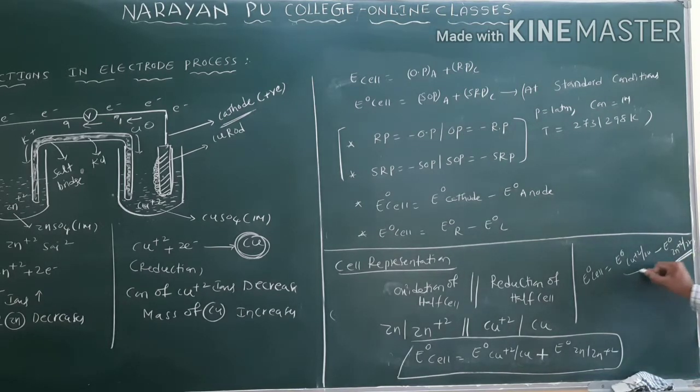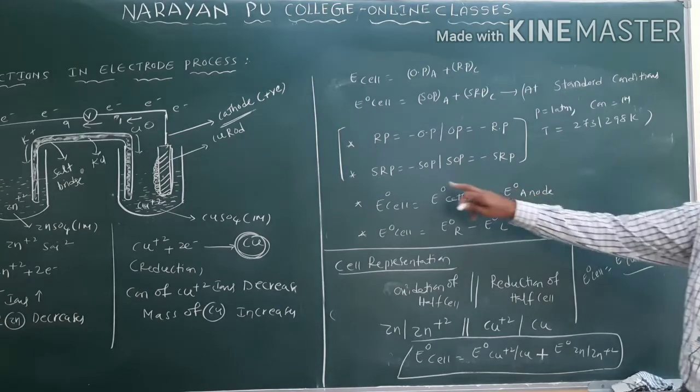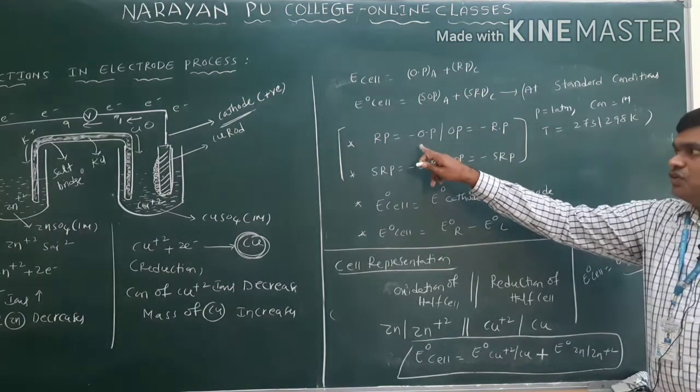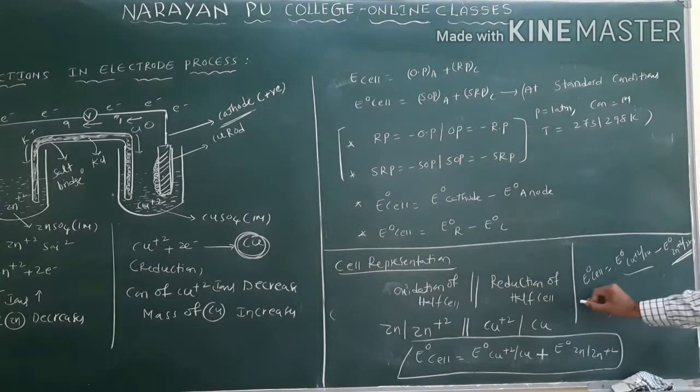So this is reduction. This is also reduction only. Already I wrote one point: oxidation potential is equal to minus reduction potential. From this formula we can write this expression also. So E naught of Cu plus 2 Cu minus E naught of Zn plus 2 Zn. This is for the E naught of the cell only.